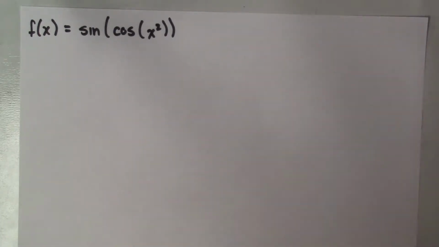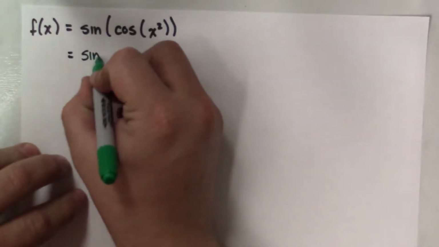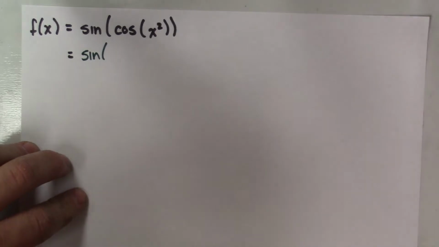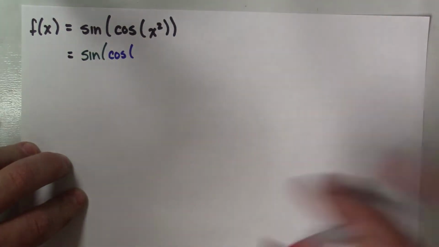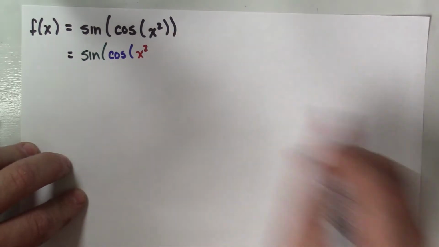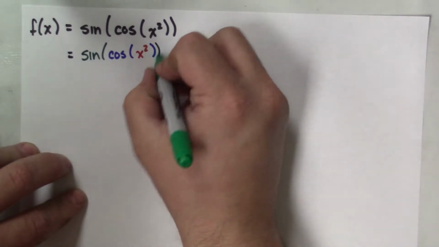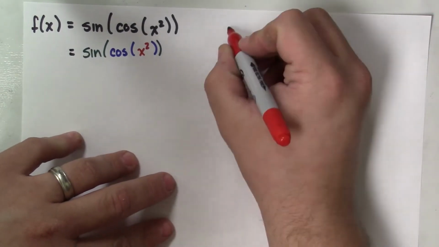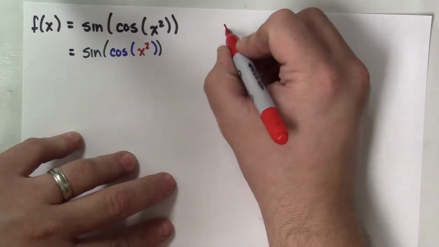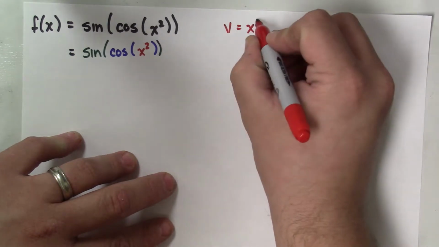So, f of x is sine of cosine of x squared. What I can do is introduce yet another variable. I'm going to say that v equals x squared.